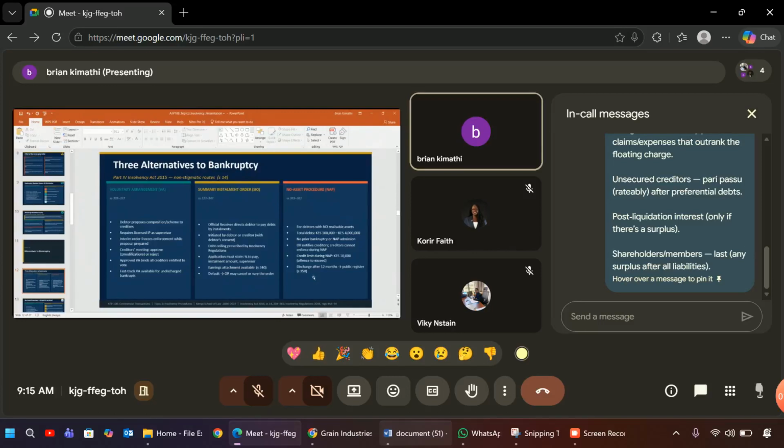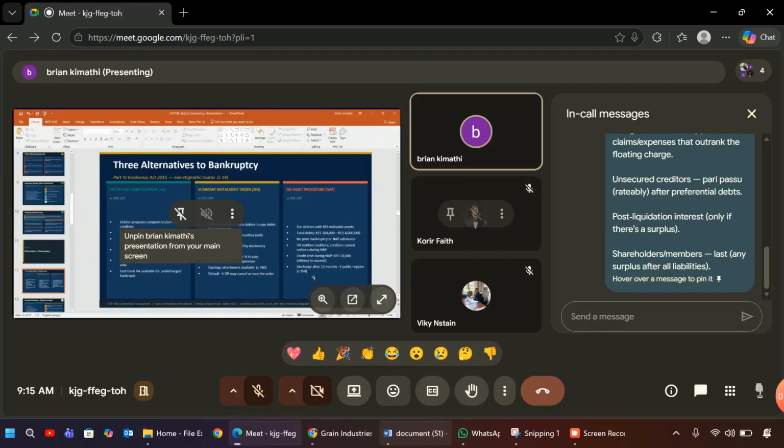So there are non-stigmatic routes, and we have them here. We have the voluntary arrangement, that is VA, sections 303 to 322 of the Act. The debtor proposes a composition scheme to the creditors. So you do your books, then you come up with a scheme, a promissory note to your creditors. Then you apply to a licensed insolvency practitioner as a supervisor. Remember that we said there are only 26 in Kenya as of now. So you apply to one to supervise this arrangement.